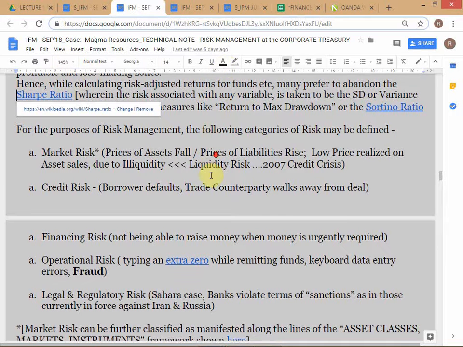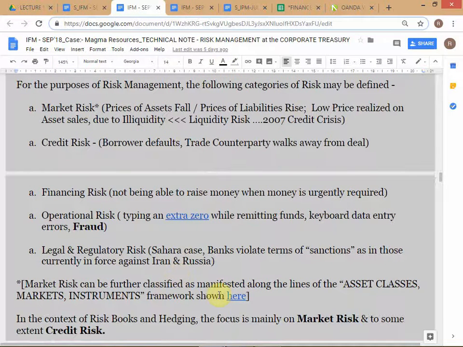This is where we were yesterday. Look at that screen on the left hand wall. That is your taxonomy of asset classes, markets and instruments, okay? What you're seeing in front on the projector is a taxonomy of risk.